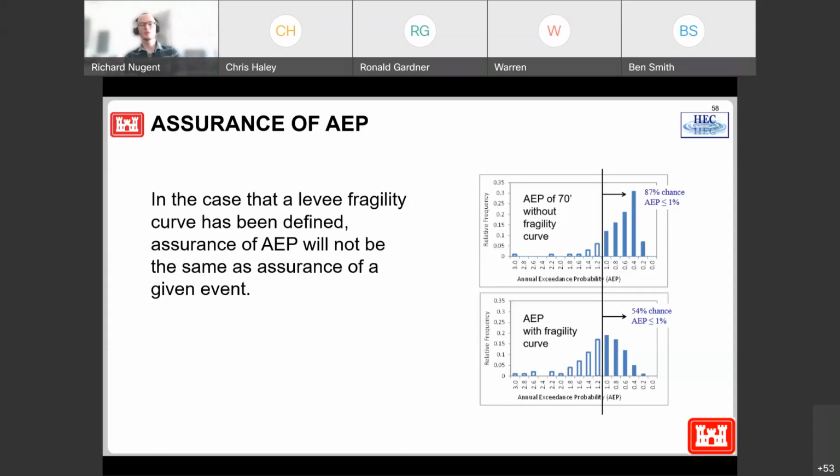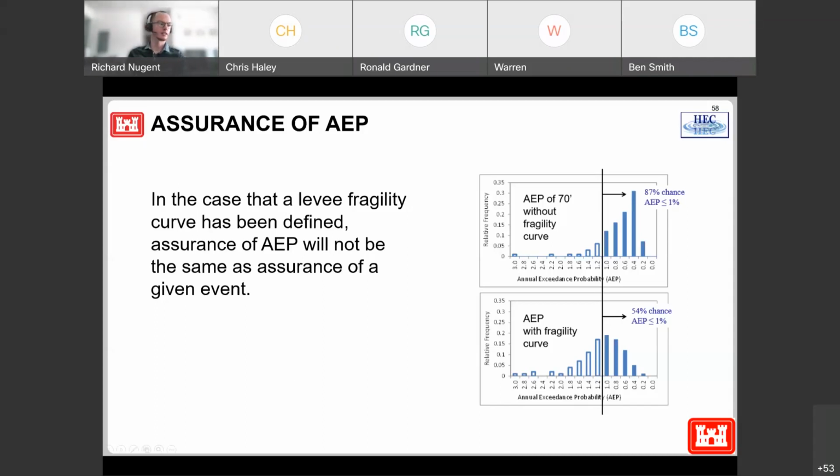And you see that when we take fragility of the levee, or imperfection of the levee, into consideration, then there is a 54% chance that the annual exceedance probability will be less than 1%. Whereas we had higher assurance when we didn't consider the imperfection of a levee. We were 87% sure that the AEP will be less than 1%.